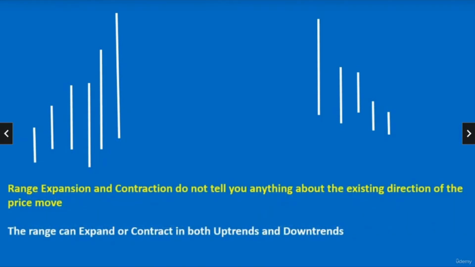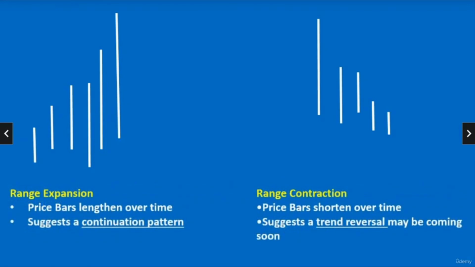So range expansion and contraction don't tell us anything about the existing direction of the price move, just more so whether it would be a continuation pattern or that trend might reverse, because it could go either way depending on whether they're contracting or expanding. The range can expand or contract in both uptrends and downtrends, so they can do it both ways, but range expansion is more of a continuation pattern, going to keep going in the same direction, and a range contraction might show a trend reversal or basically flattening out or changing the trend is the big idea behind that.